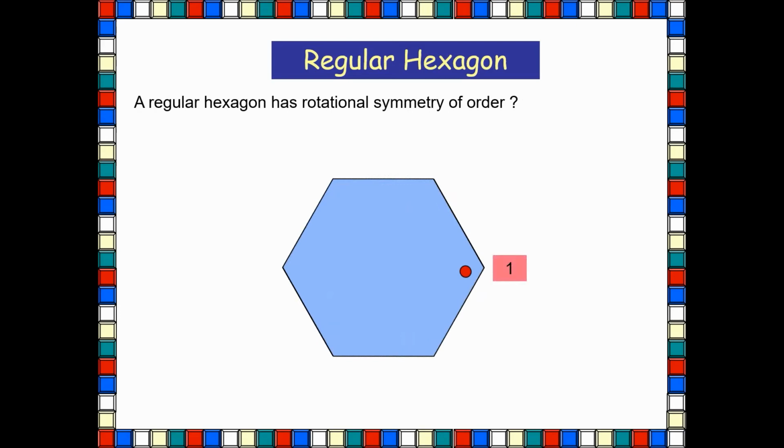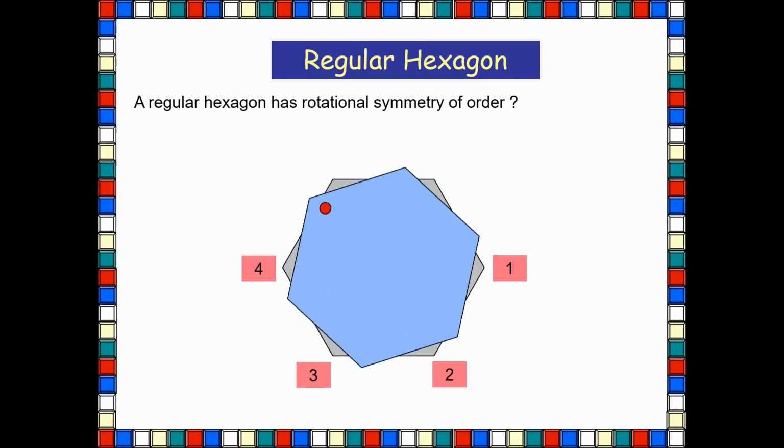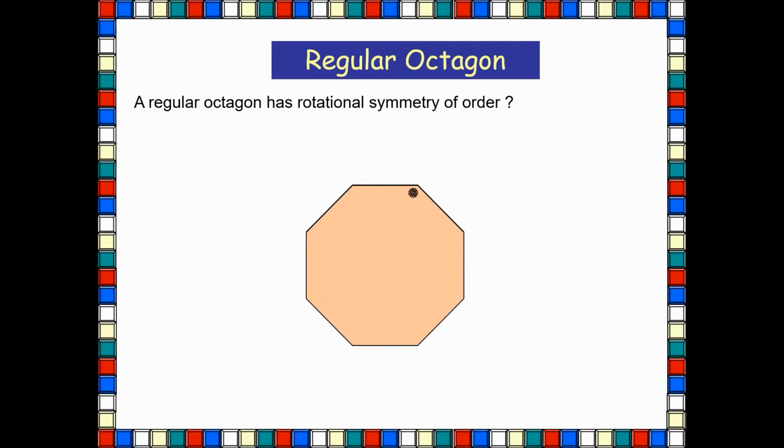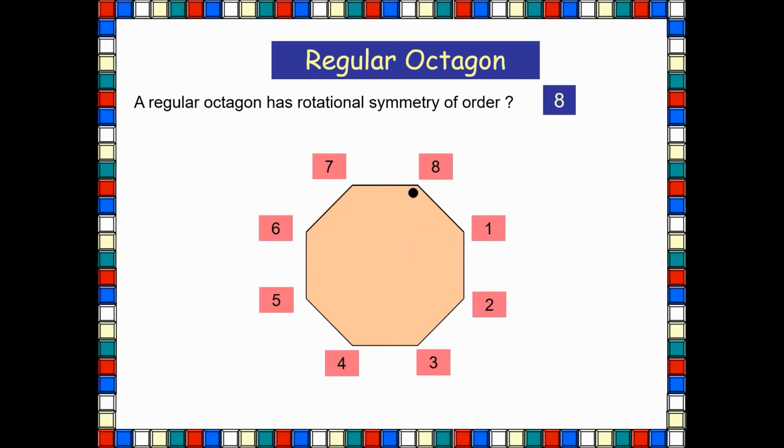Again, it's a regular hexagon, so all its sides and angles are equal. So when we turn it in a full rotation, we end up with 6 times that this shape fits into itself. So we say that it has rotational symmetry of order 6. This octagon as well, it is a regular octagon, so by now you must have understood that it has rotational symmetry of order 8, as you can see here.